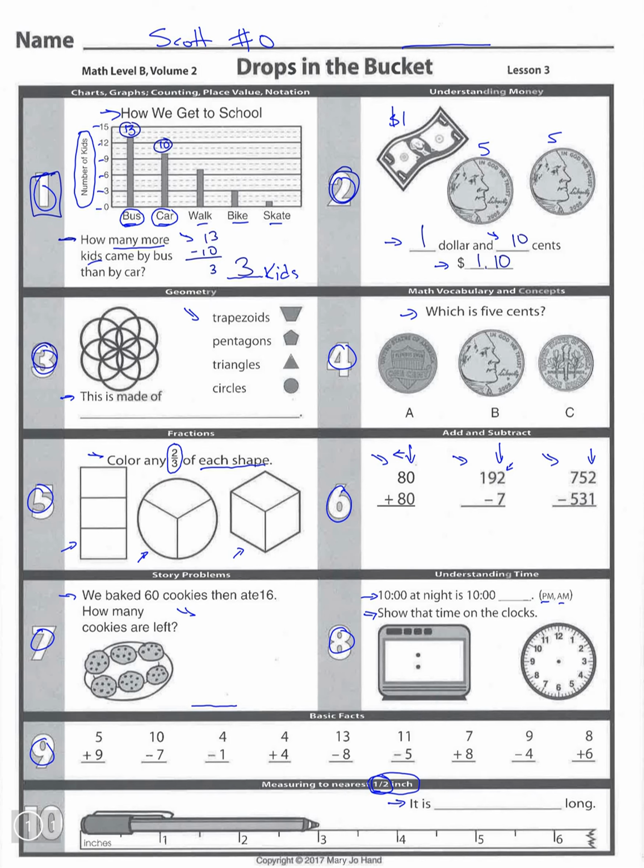All right, so number 3, it's made out of, of course, circles. Number 4, which is 5 cents, it's, of course, B. Number 5 here, shade 2/3 of each shape. So it doesn't really matter which thirds. I like to always put them kind of together. But as long as you're shading 2 out of any of the 3. And that's all you needed to do.